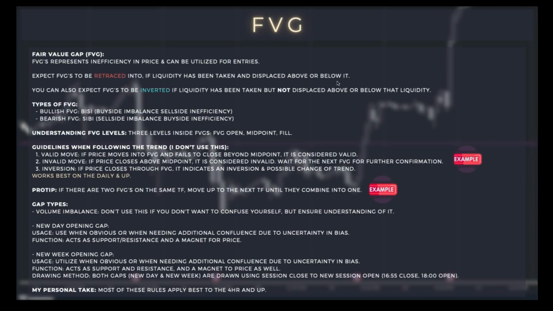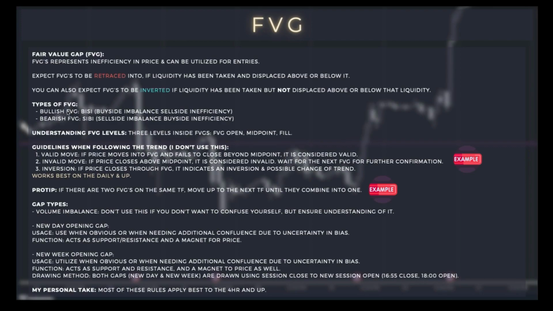Displaced above or below it, depending obviously on the trend that you're in. So if you're in a bullish trend and you see liquidity has been taken to the upside, you want it to displace above. And if you're in a downtrend, then obviously you want it to displace below. You can also expect fair value gaps to be inverted if liquidity has been taken but not displaced above or below that liquidity.